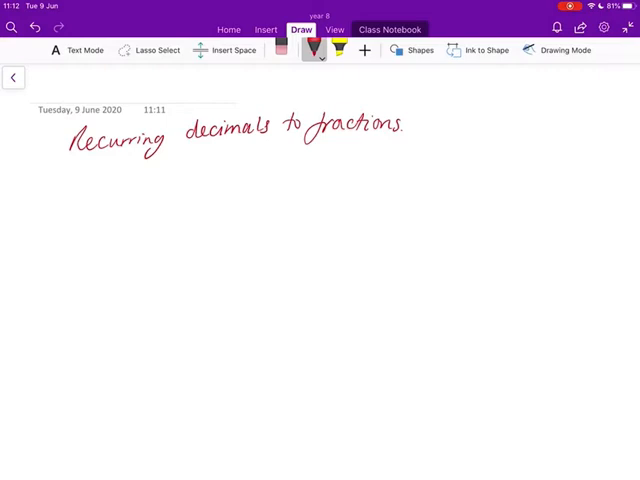Okay, so this is a video on recurring decimals into fractions. If we look at an example, say where we've got one repeating number, we're looking at the decimal 0.2 recurring, and that's often written with a dot above the repeating number. If we want to convert that into a fraction, in this example we only have one repeating number in the pattern.